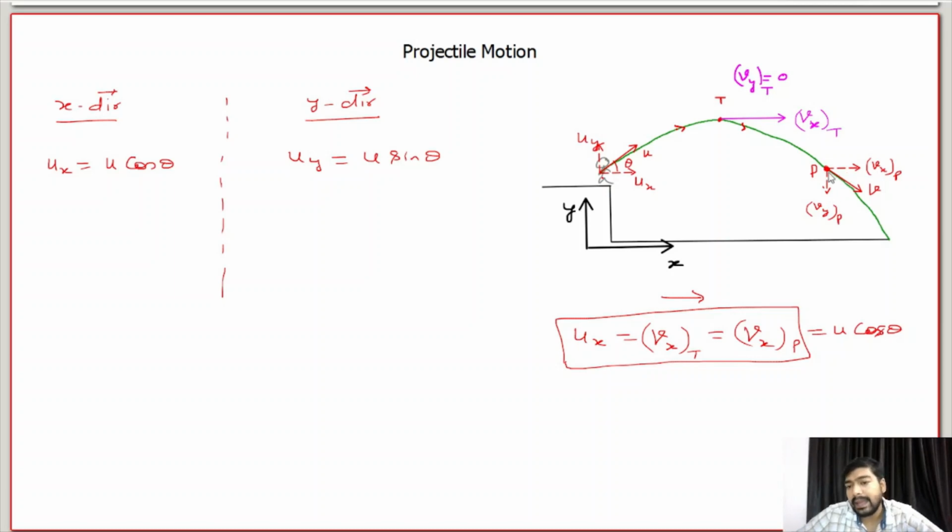And suppose at this point p, this particle makes angle alpha with the horizontal. So vx at p should be equal to v at p cos alpha, right? So horizontal velocity at any point equals the initial velocity in x direction. Clear? This we can equate.